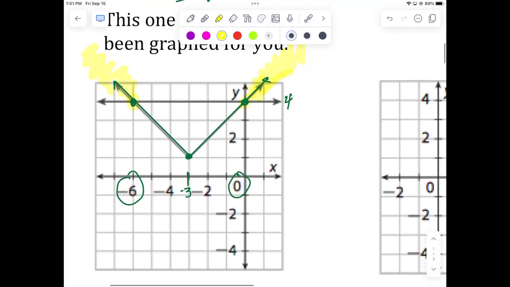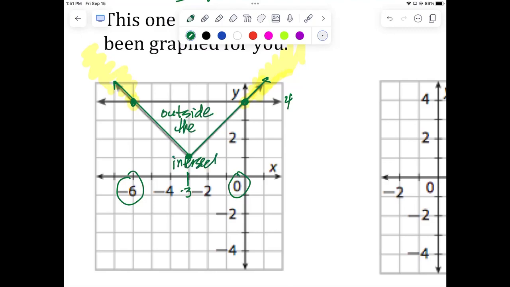It's outside, okay? So we're going to call this outside the intersection points. Outside the intersections. This is what we call our disjunction from last time. This is the OR case.